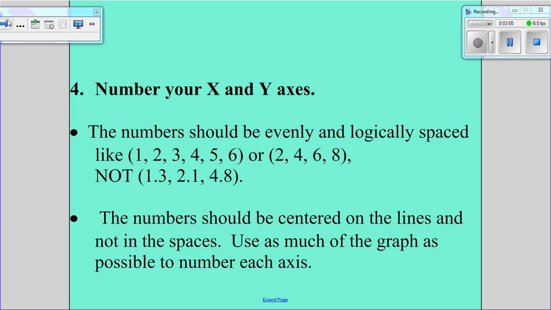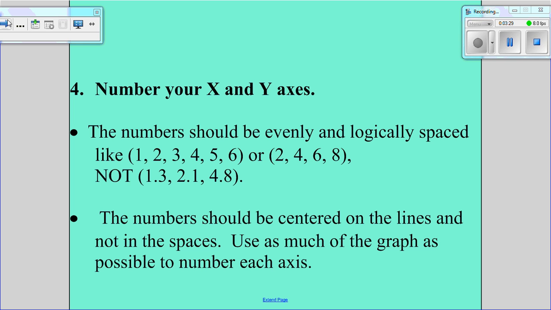As long as you have your units in parentheses, they do not need to be included in the title. Next, you number your x and y axes. This is called the scale. The numbers that you choose should be evenly and logically spaced, like 1, 2, 3, 4, 5, 6, or 2, 4, 6, 8. Not 1.3, 2.1, 4.8. The numbers should be centered on the lines and not in the spaces.